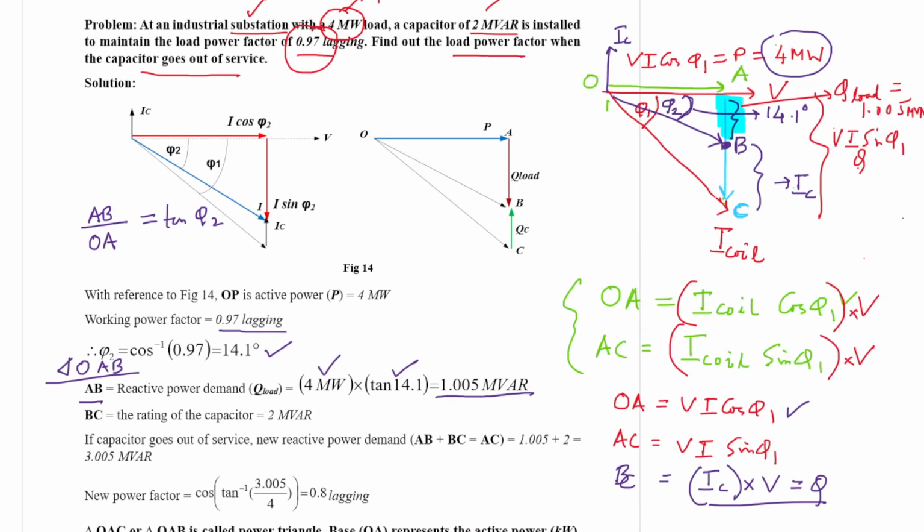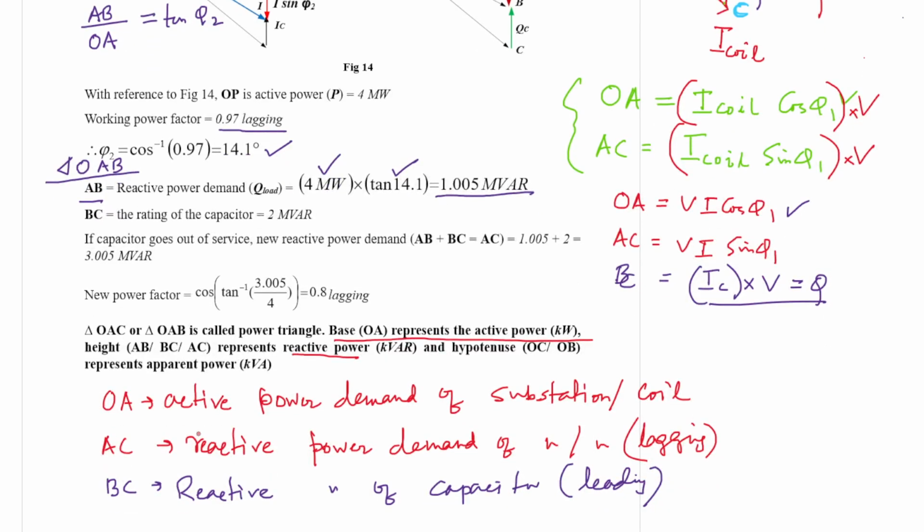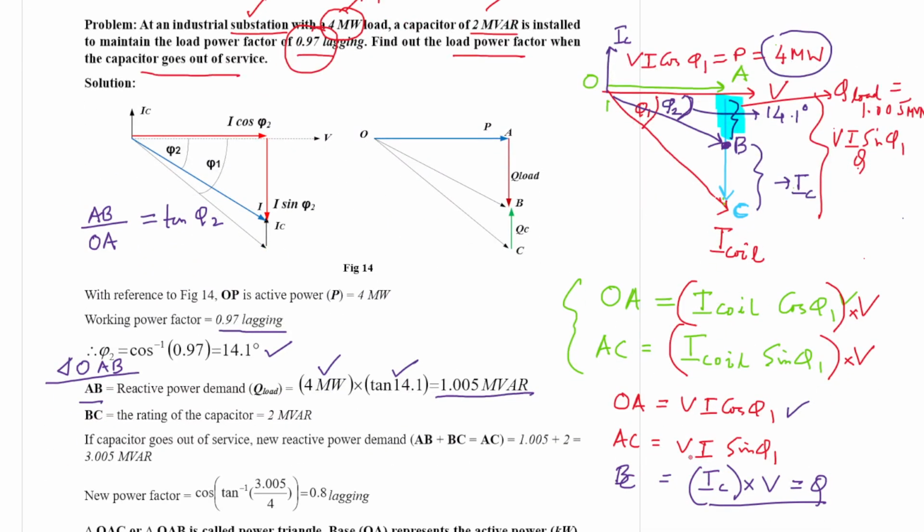Now BC is what? BC is the rating of the capacitor, as already mentioned here. BC is the reactive power of the capacitor, which becomes the rating. So BC is the rating of the capacitor, which is 2 megawatt. It is mentioned that a capacitor of 2 megawatt is installed. So this power is nothing but 2 megawatt.